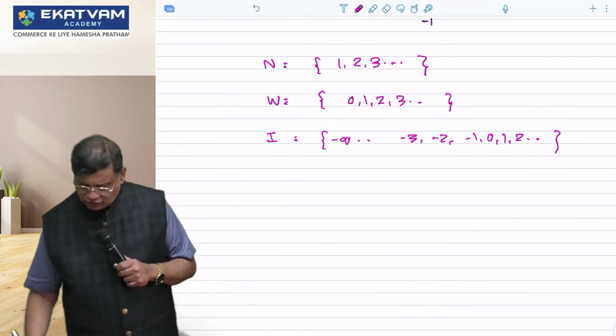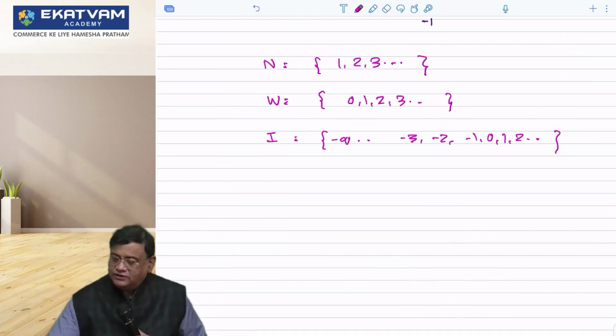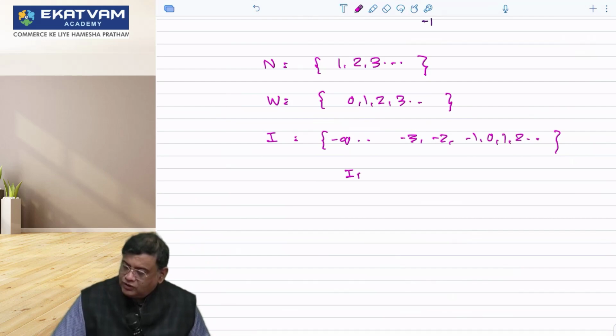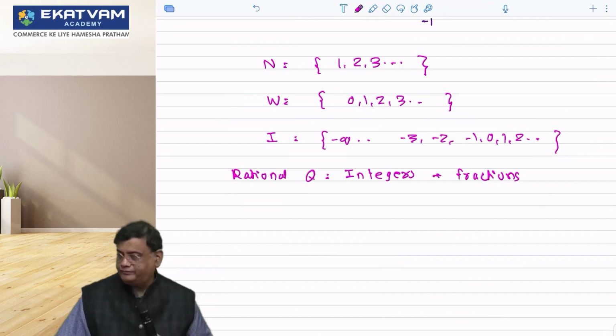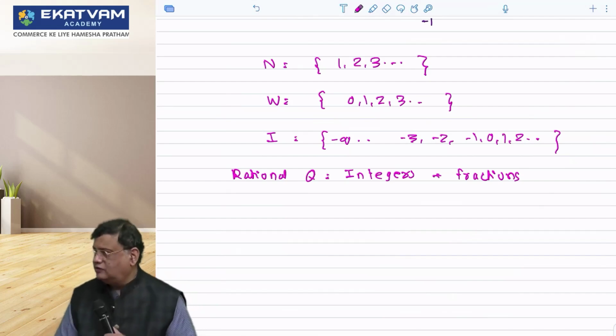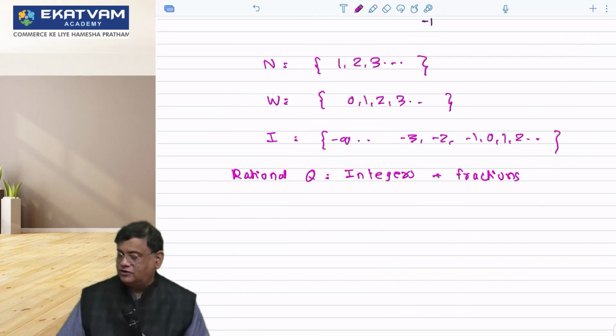Samjha? So the fourth set here is going to be that you consider the integers, and along with the integers, if you consider the fractions, you get what is called the set of rational numbers, denoted by what? Q. So what is Q? Q is the set of rational numbers.